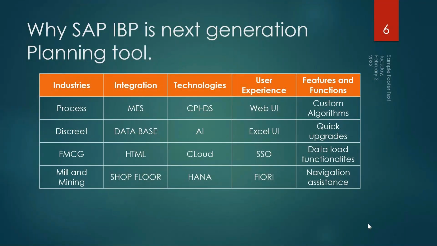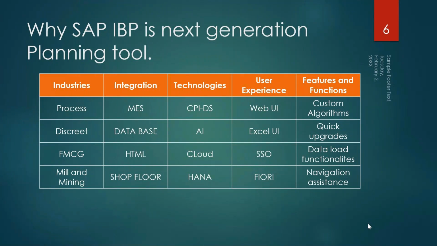So, a quick look at why SAP IBP is a next generation planning tool. Here we are presenting the different industries which have already started using SAP IBP, and a few important reasons or features that make it the first planning tool to be adopted across the globe. Let me start with the industries. We speak about process, discrete, FMCG, mill and mining industries. They have already heavily started using IBP implementation, people.